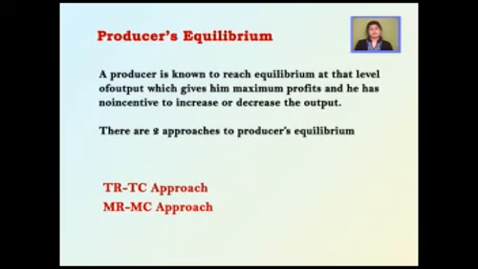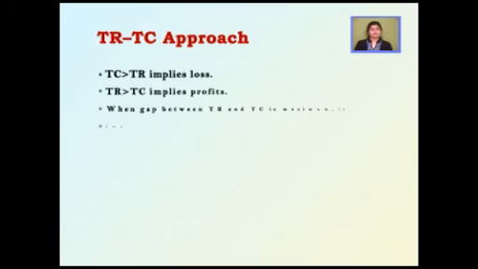How we calculate this producer equilibrium, or how we establish that producer is now in equilibrium? The same can be done with the help of two approaches. One is called the total revenue, total cost approach, and the other is called the marginal revenue, marginal cost approach. So let's talk about the total revenue, total cost approach.